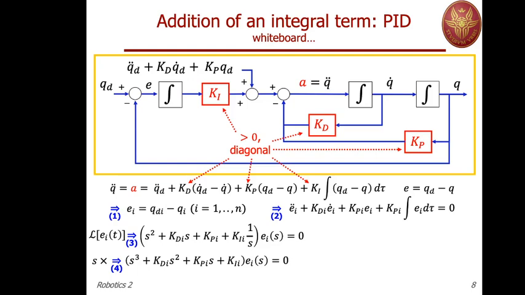In order to see what the necessary and sufficient conditions are, we apply the Routh criterion, which associates to this polynomial a table which has as many rows as the degree of the polynomial. In the first row we have the coefficients of the odd degree terms, in this case 1 for s cubed and K_P,i for s. In the second row the even degree terms, so K_D,i for s squared and K_I,i for the constant term. And from there on, you build the table according to a rule of determinant style.